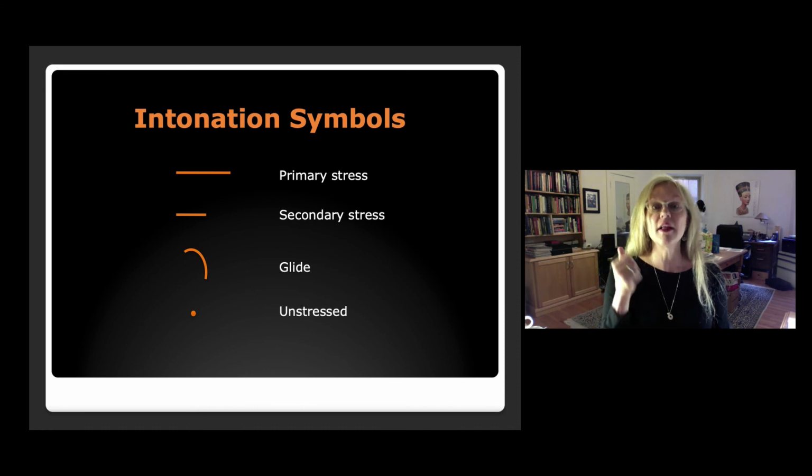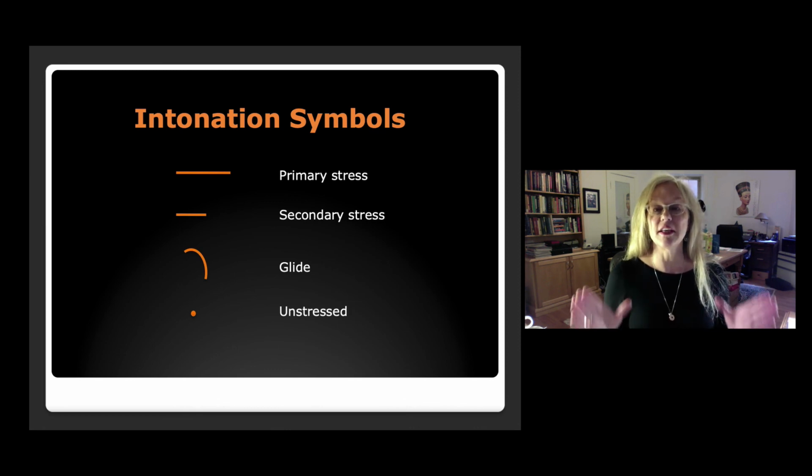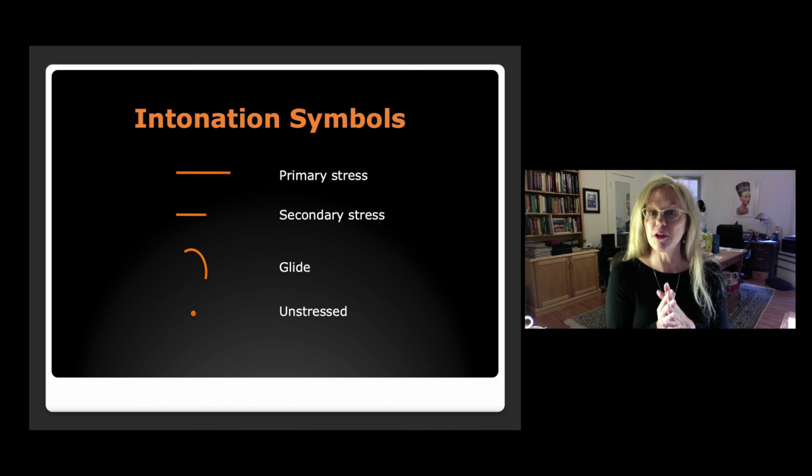And all single syllable words are said with a glide because there is always a stressed syllable in every word in English. Now, if there are more than one syllable in a word, some of those syllables are going to be unstressed, and those are signified with a little dot. So these are the intonation symbols that we'll put to work in the practice, and there's more explanation in your practice materials about how to use them.